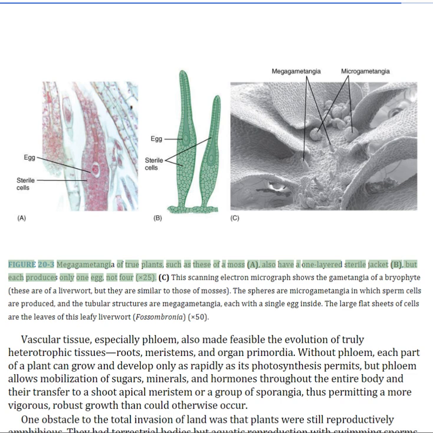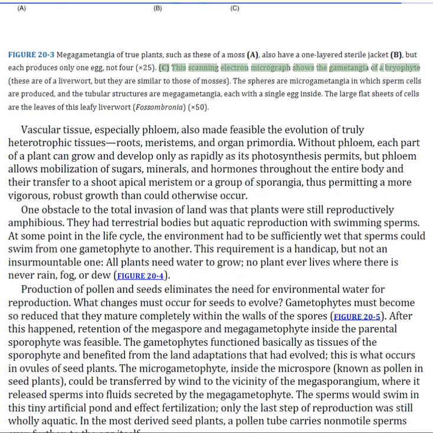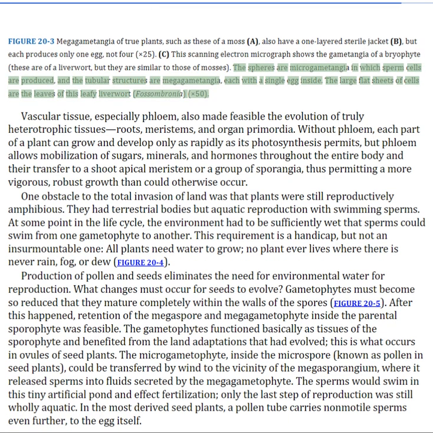Figure 23. Megagametangia of true plants, such as these of a moss, also have a one-layered sterile jacket, but each produces only one egg, not four. This scanning electron micrograph shows the gametangia of a bryophyte. The spheres are microgametangia in which sperm cells are produced, and the tubular structures are megagametangia, each with a single egg inside. The large flat sheets of cells are the leaves of this leafy liverwort.